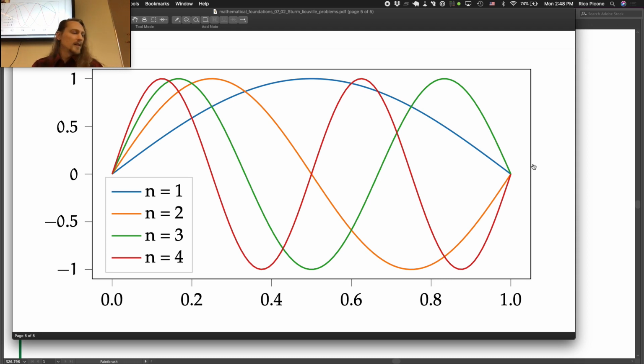Okay? Now, these things look like modes of a vibrating string, right? Normal modes of a vibrating string, which you guys saw in physics. And that's exactly what this problem is correlated to. So you could look at that.